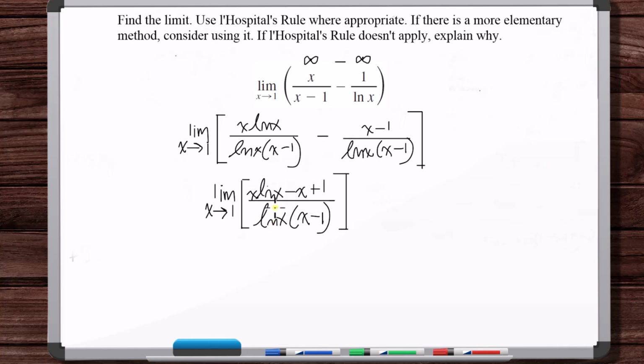Okay, so now let's plug in 1. You get 0 times 1, this goes to 0, minus 1 plus 1. So 0 minus 0, this goes to 0. What about here? Natural log of 1 is 0, 0 times 0. Okay, so 0 over 0. Now let's use L'Hopital's rule.